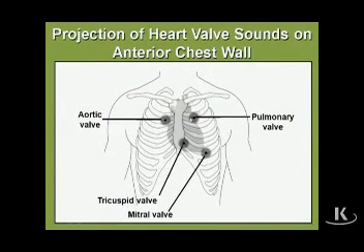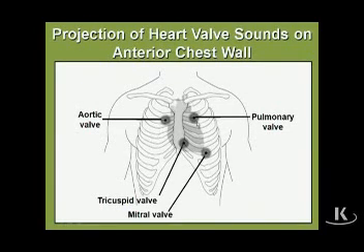The 2 outflow valves, the aortic valve and the pulmonic or pulmonary valve, they open at the beginning of systole and they close at the beginning of diastole. So the sounds are generated at the time of closure. So S1 marks the beginning of systole and S2 marks the beginning of diastole. So that's when you hear the sounds.